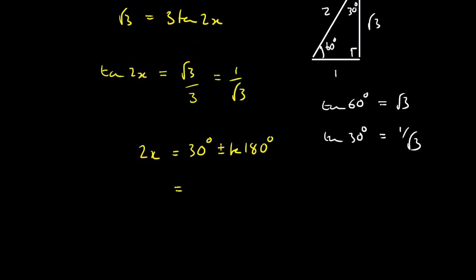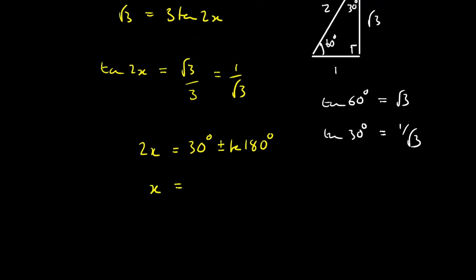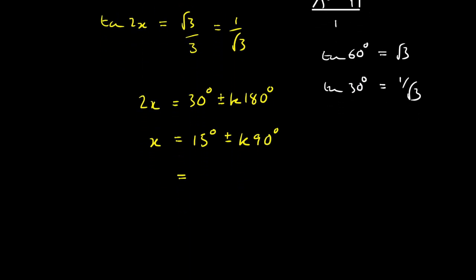So if I divide all this by 2, then x is equal to 15 degrees plus or minus multiples of 90 degrees. If I add 90 to 15, that's 105 degrees. If I add another 90, that would be 195, which is too big. And if I do 15 minus 90, that's minus 75. If I subtract another 90, that's minus 165, I think. Minus 165. So I think that should be all of my answers that are within the domain.